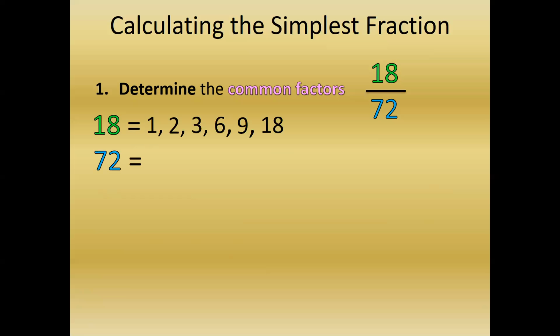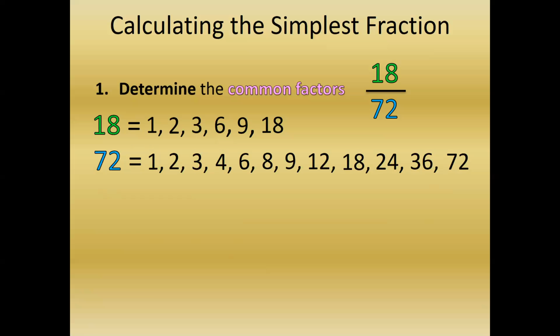And what about 72? 72 has a lot of factors, so we're going to be going at this for a bit. It might be a little confusing because we're not used to doing times tables that go all the way up to 72. We have 1 times 72, 2 times 36, 3 times 24, 4 times 18, 6 times 12, and 8 times 9. Now we have to go through which ones are common. We have 1, 2, 3, 6, 9, and 18 as common factors. Which one of these is the greatest common factor?